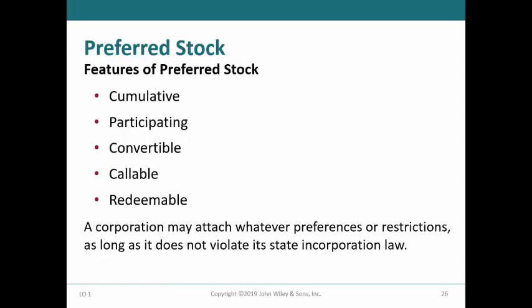Preferred stock can carry different features depending on the states and corporation laws. This slide shows some of the features that preferred stock may have. Cumulative preferred stock means that any dividends that are not issued to the preferred stockholders accumulate as dividends in arrears and must be issued prior to any common dividends.